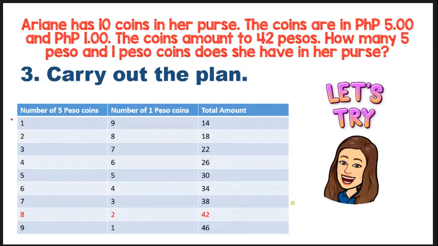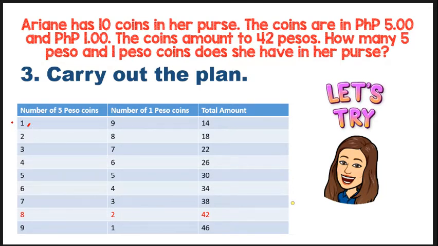So for the number of 5 peso coins in the first column, since we only have 10 coins, we will start with 1 peso coin until we reach 9 5 peso coins. And for the number of 1 peso coins, we will do it in reverse.